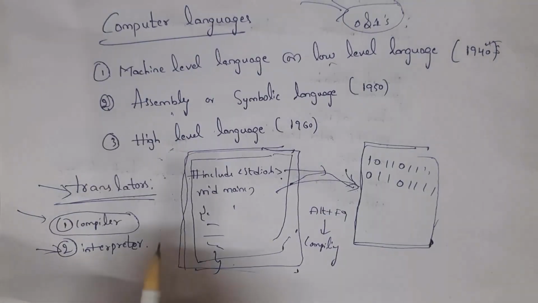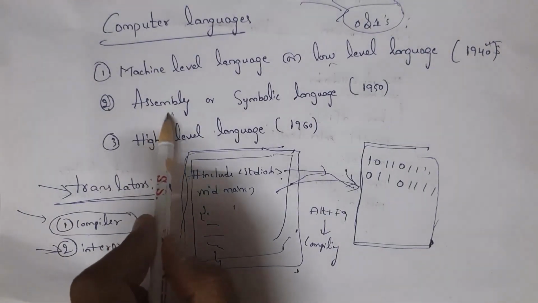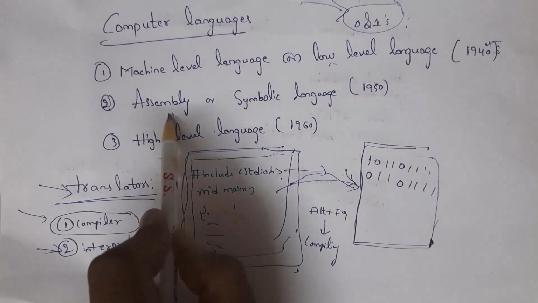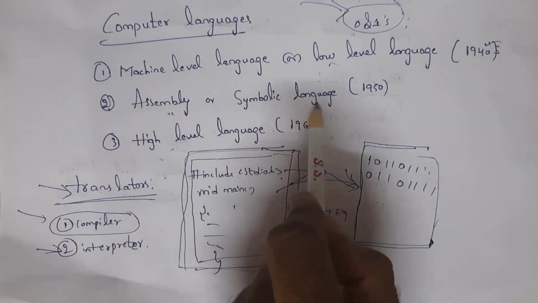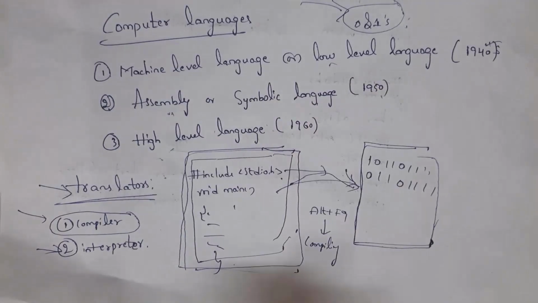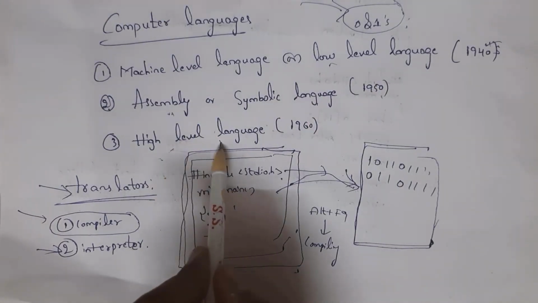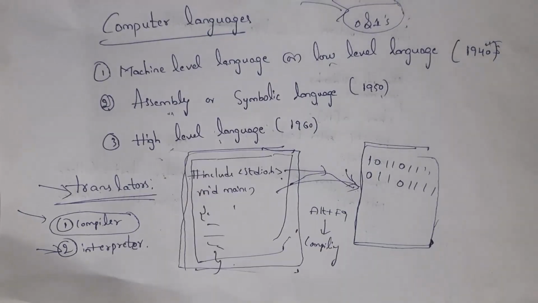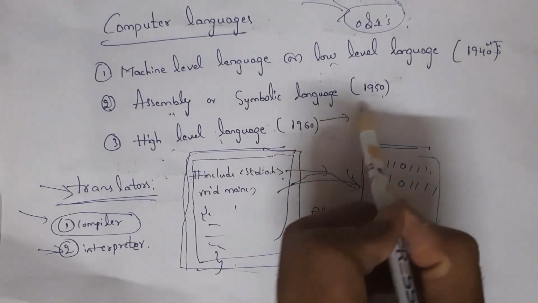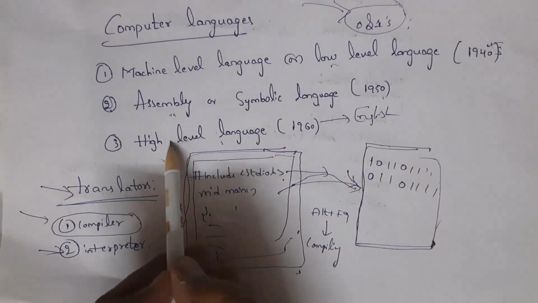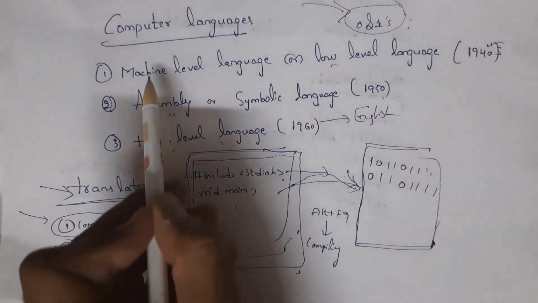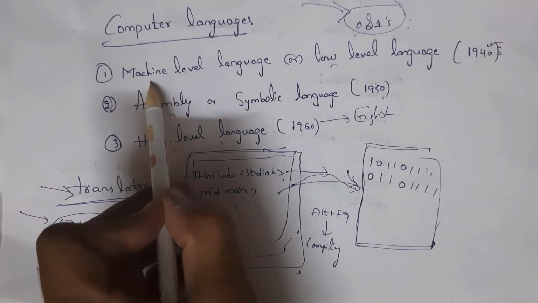And the second one is assembly language. The language which uses some symbols in order to write programs is known as assembly language. Generally this language uses symbols, so we call it symbolic language. This language was introduced in the 1950s. Third one is high level language. The language which is understandable by users is known as high level language. Generally this language is in the form of the English language. The language which is understandable by machines is known as machine level language or low level language.